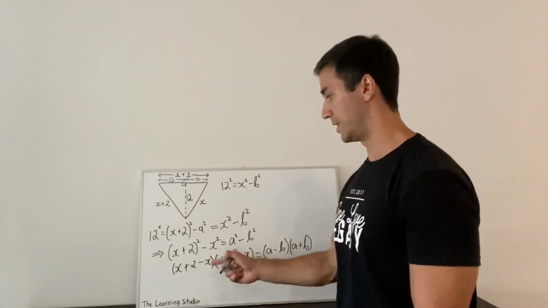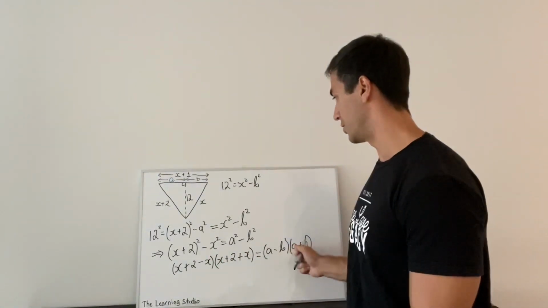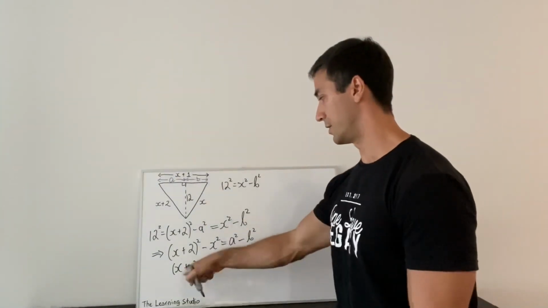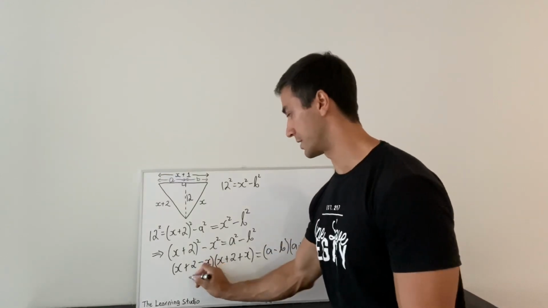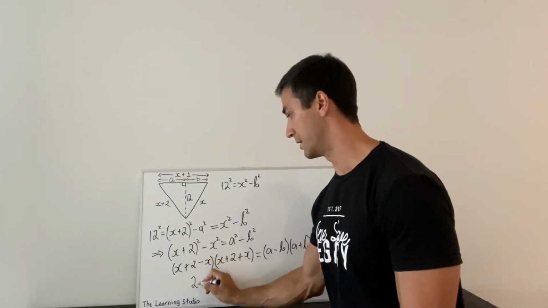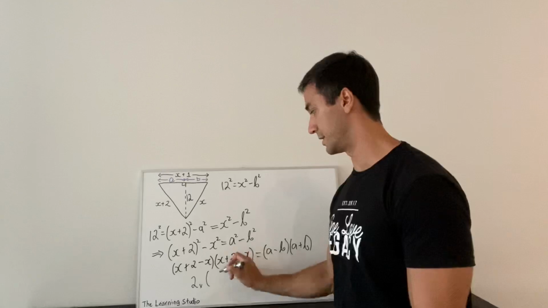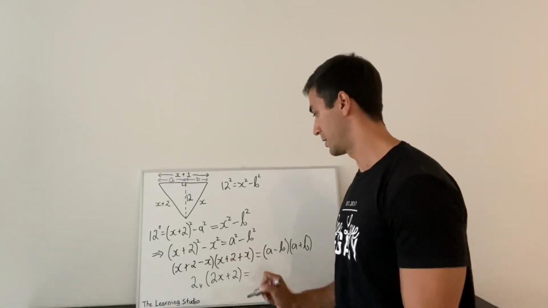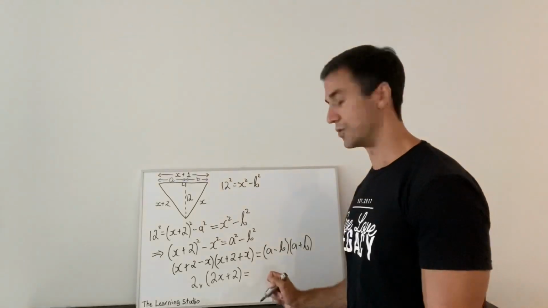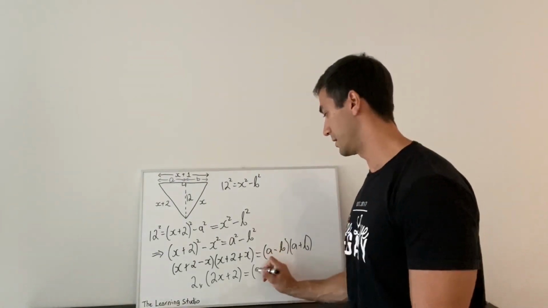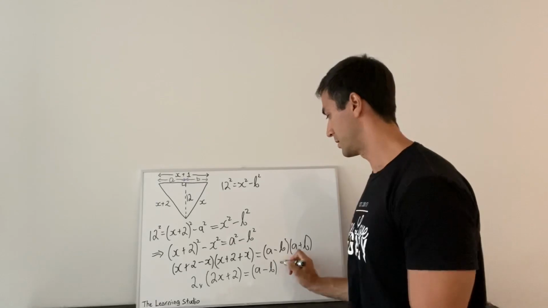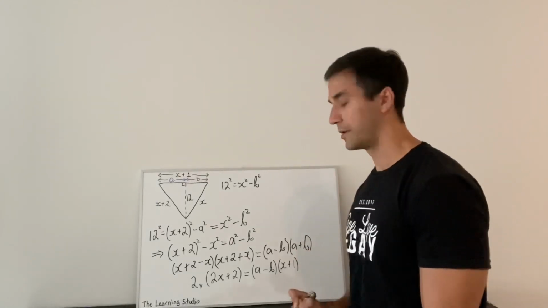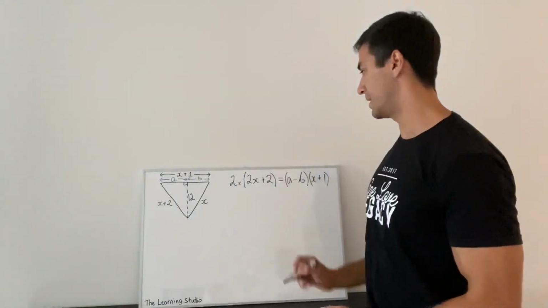Okay, and then the reason this is helpful is because we know that a plus b is actually x plus 1. And so on this side, this simplifies down to give us just 2 in this bracket times this is now 2x plus 2. And that is going to be equal to a minus b times a plus b, which is really x plus 1. Alright, so we'll bring that up here.